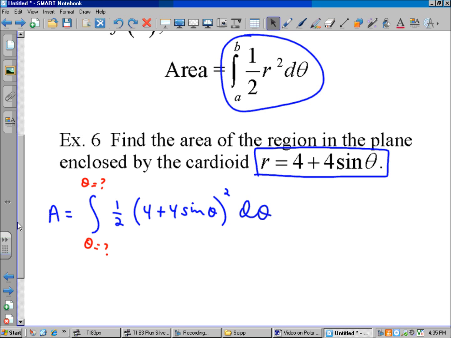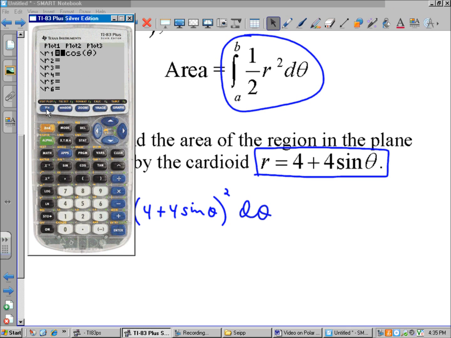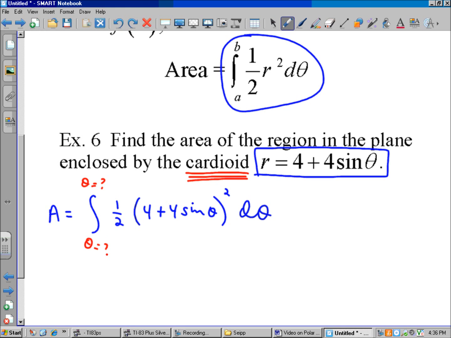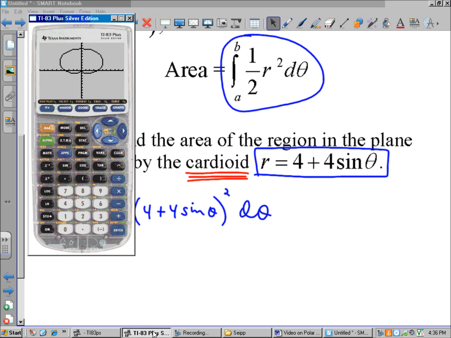You've got to go either to the graphing calculator or graph it by hand, and figure out what the bounds are. You've got to figure out how long it takes to graph this curve. So 4 plus 4 sine theta. If I go to my window and default to 0 to 2 pi, a lot of times that's the best way to go, and I graph it again, you can see that it's got a bottom to it. This is a cardioid. See how they try to tip you off on that a little bit? Find the area of the cardioid. This looks like an upside down heart.